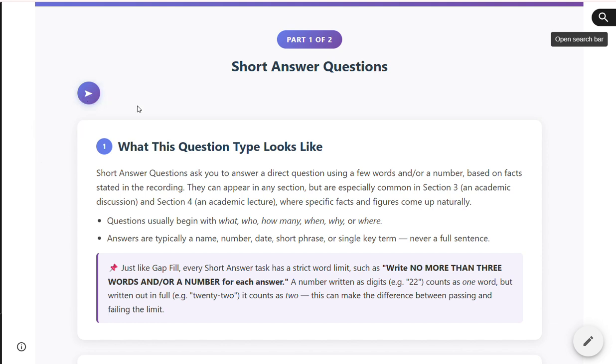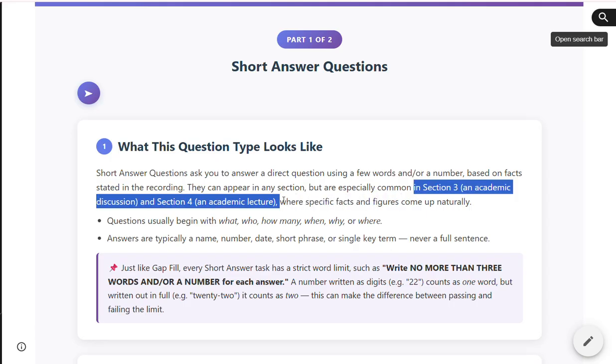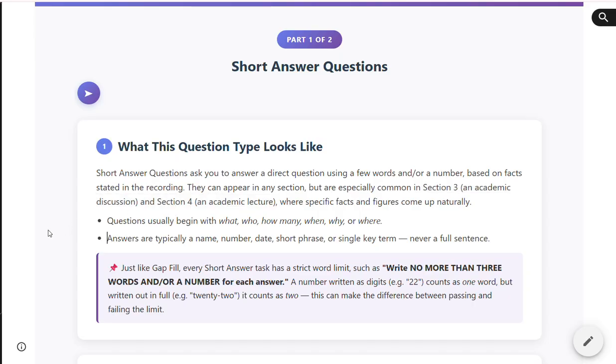Let me walk you through short answer questions. These ask you to answer a direct question using just a few words, or a number, based on facts actually stated in the recording. They can turn up anywhere, but you'll see them most in an academic discussion or an academic lecture, where specific facts and figures come up naturally.